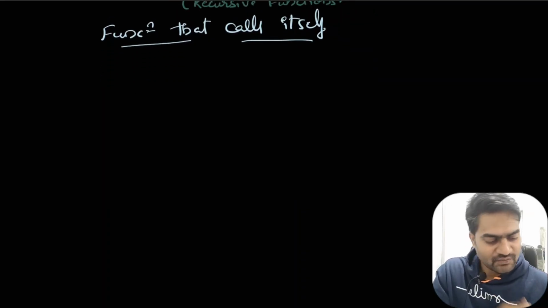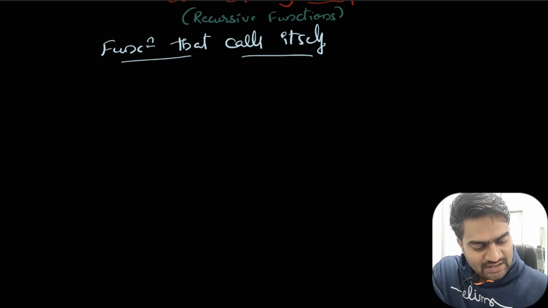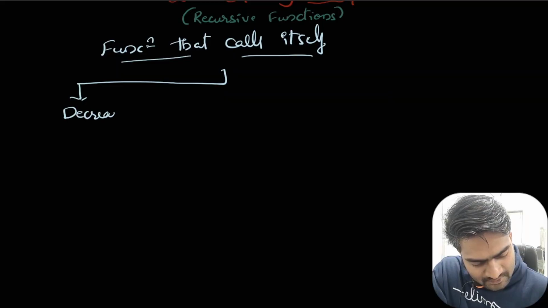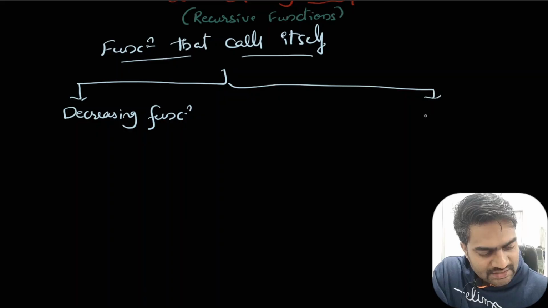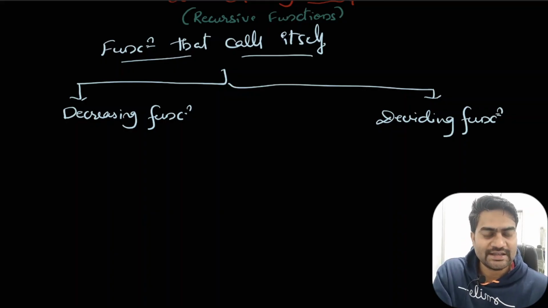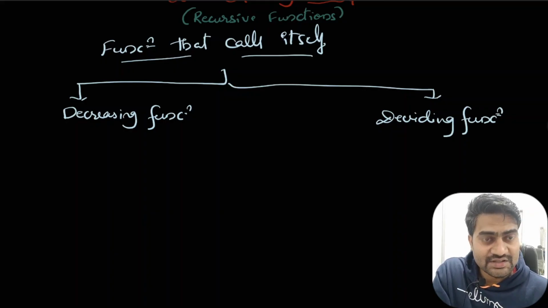Now if we consider recursive functions, there can be two kinds of recursive functions. One is the decreasing function and another one is the dividing function. So what exactly does a decreasing function do? It will solve some problem, then it gets decremented. It does not get divided, it gets decremented.